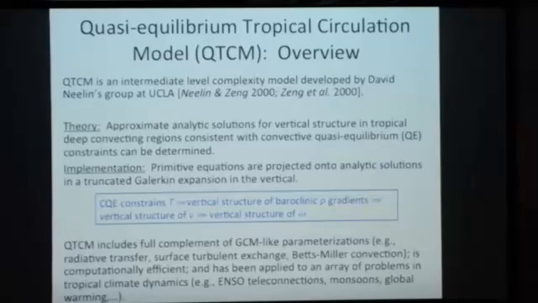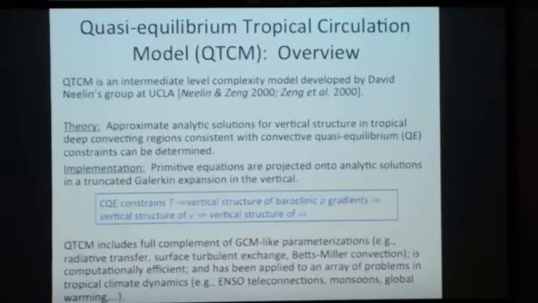So the idea in a nutshell in this blue box is that the convective quasi-equilibrium that we talked about constrains temperature. By constraining temperature, that tells us something about the vertical structure of baroclinic pressure gradients. Baroclinic pressure gradients constrain the vertical structure of the horizontal winds, and that in turn constrains the vertical structure of the vertical component of the winds. So flowing from convective quasi-equilibrium, we can derive these analytic structures, or David and Ning Zeng derived them for the momentum fields.